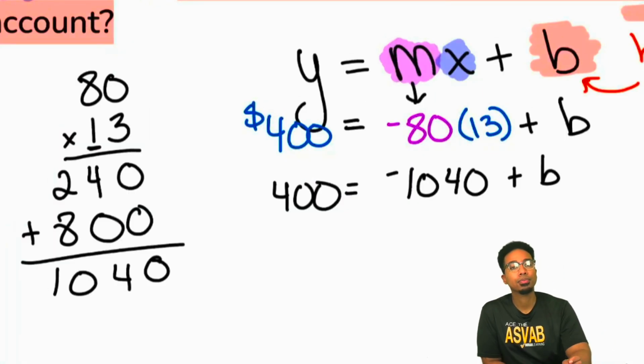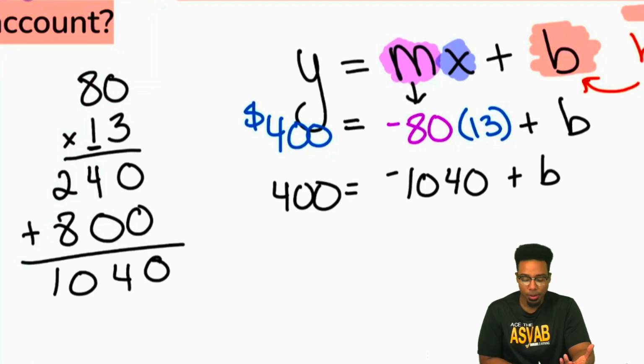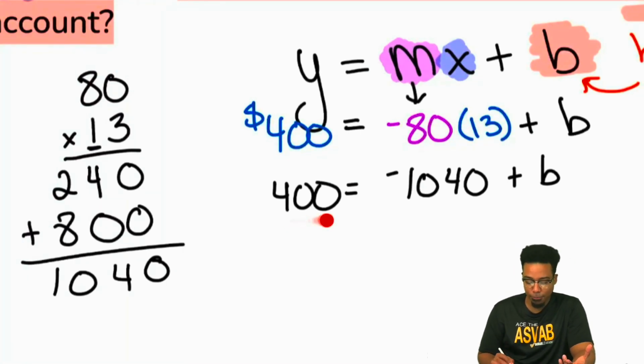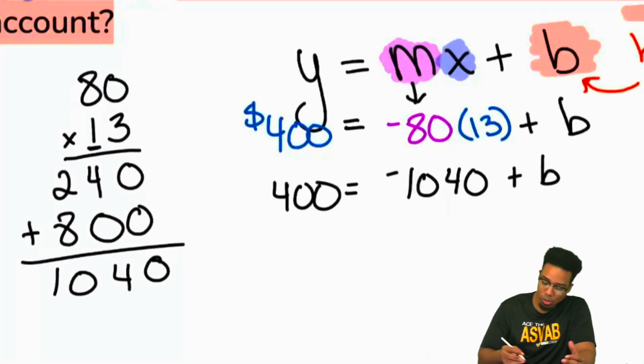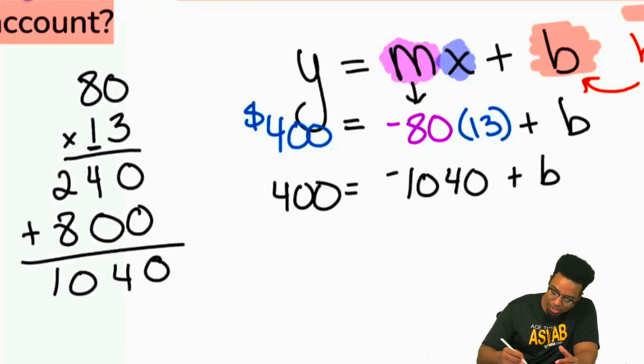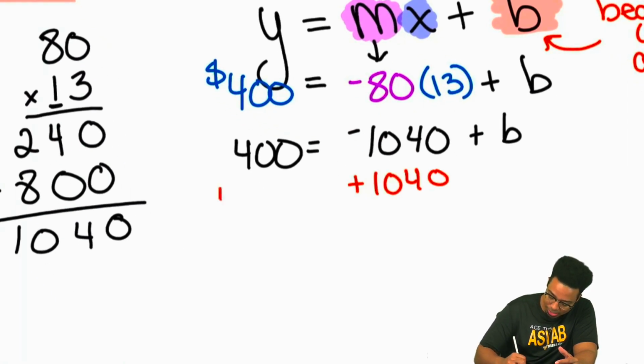Here we are. And so everybody, to get the answer here, to figure out what b, the beginning amount, is, look at it like this. You see that you're at $400 now. You have spent $1,040 to get to that point. If you want to work backwards to figure out what you had in the beginning, take that away. Add 1,040. That is already saying minus 1040. So add 1040 to both sides. Right over here. Add 1040 to both sides.